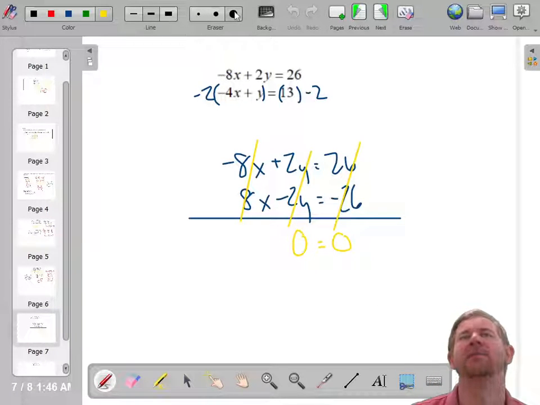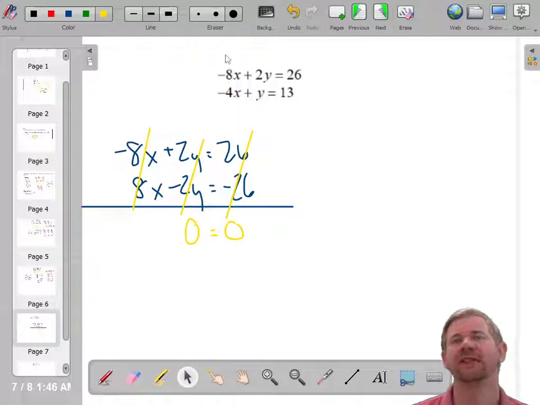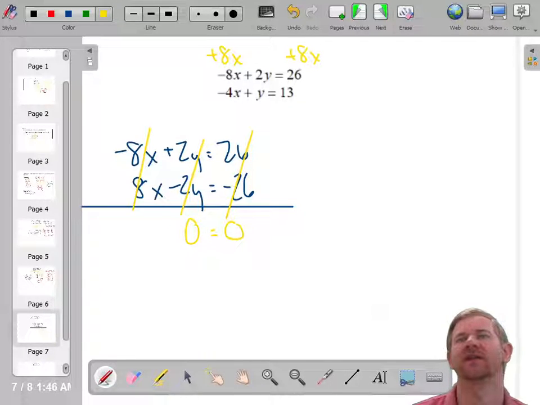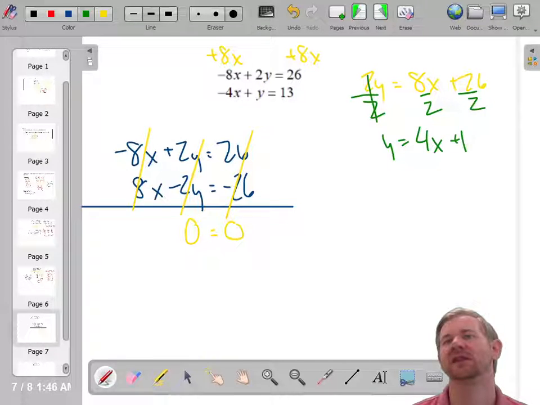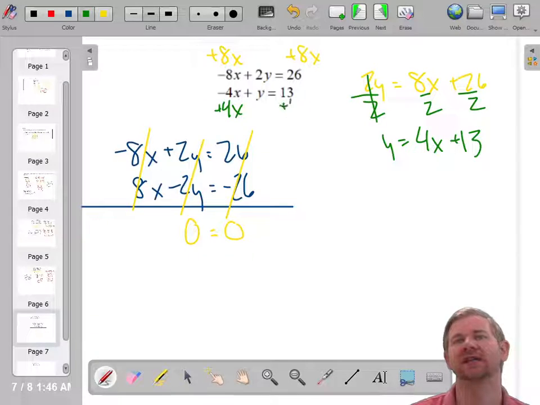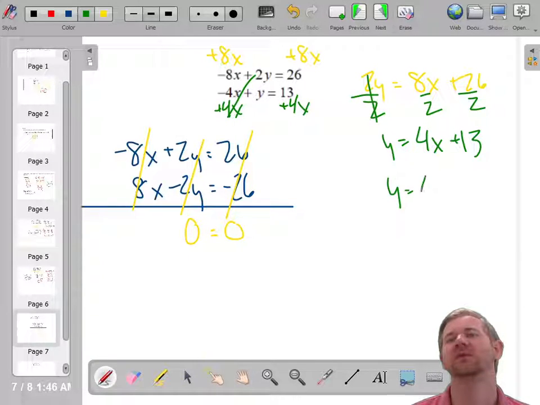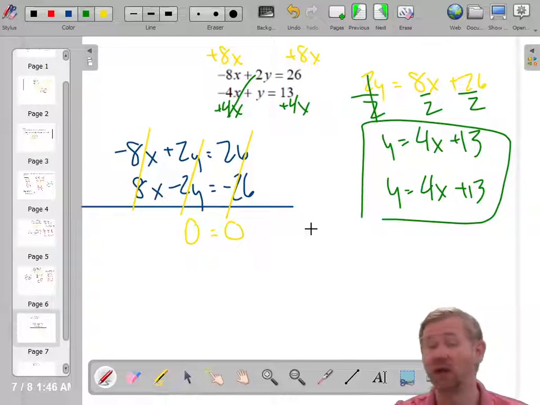I'll tell you what, I'm going to convert them to slope-intercept, and we'll see if we can figure out what's going on. So if I take this top equation and add 8x to both sides, I have 2y equals 8x plus 26. And when you divide everything by 2, you get y equals 4x plus 13. If you look at this equation, if you add 4x to both sides, y equals 4x plus 13. Oh, I see. So here we have a true statement. 0 does equal 0, and it will always equal 0.